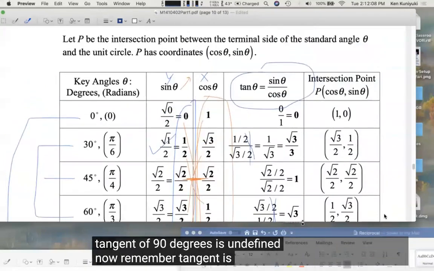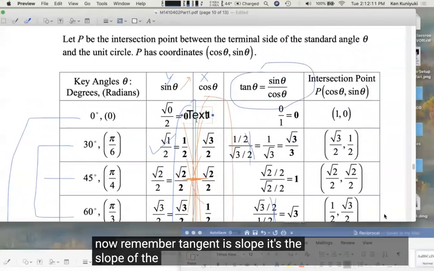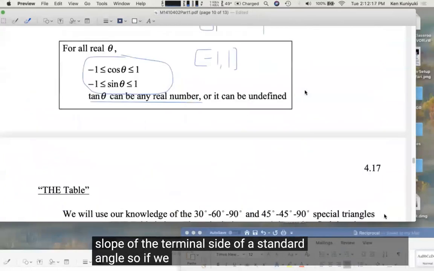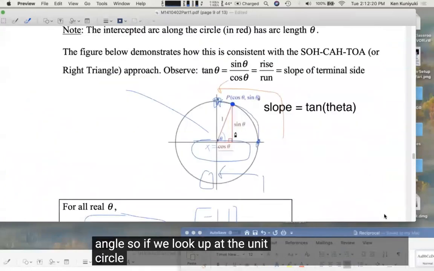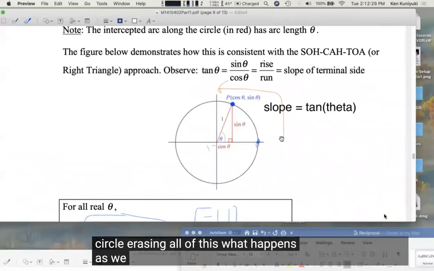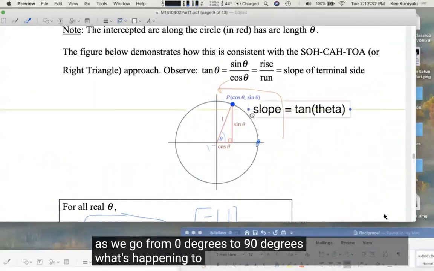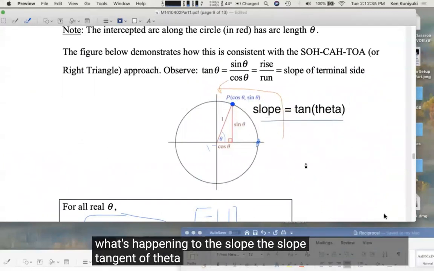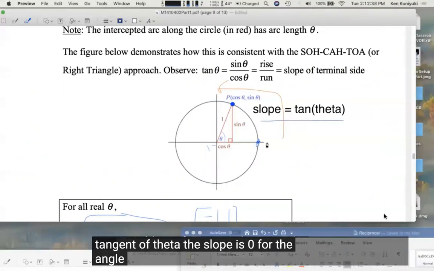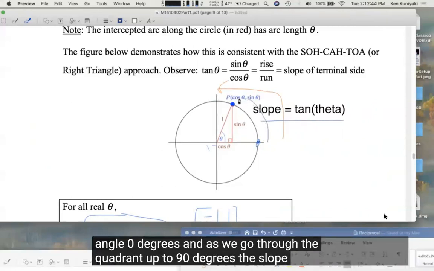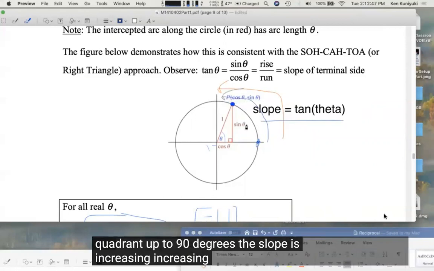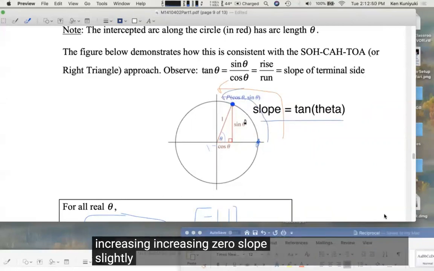Now remember, tangent is slope. It's the slope of the terminal side of a standard angle. So if we look up at the unit circle, what happens as we go from 0 degrees to 90 degrees? What's happening to the slope? The slope, tangent of theta. The slope is 0 for the angle 0 degrees, and as we go through the quadrant up to 90 degrees, the slope is increasing. 0 slope, slightly positive.